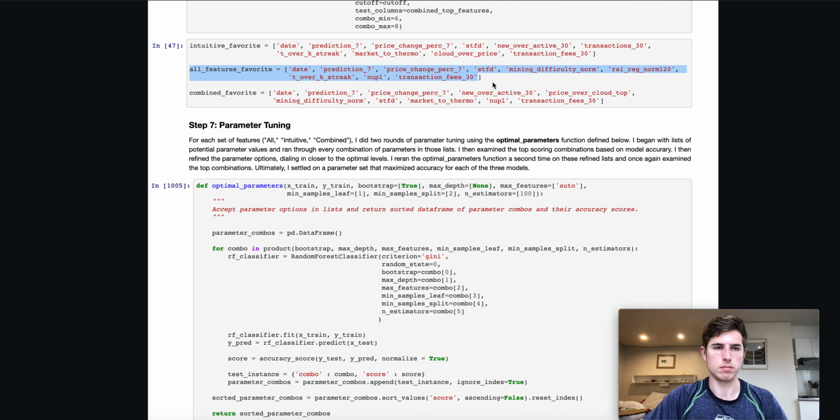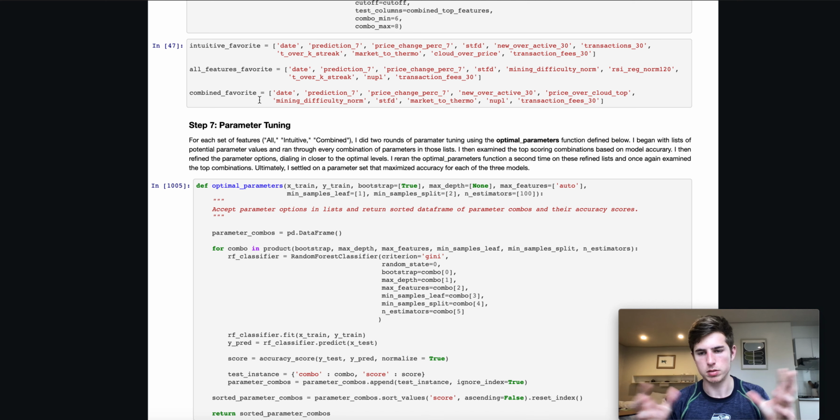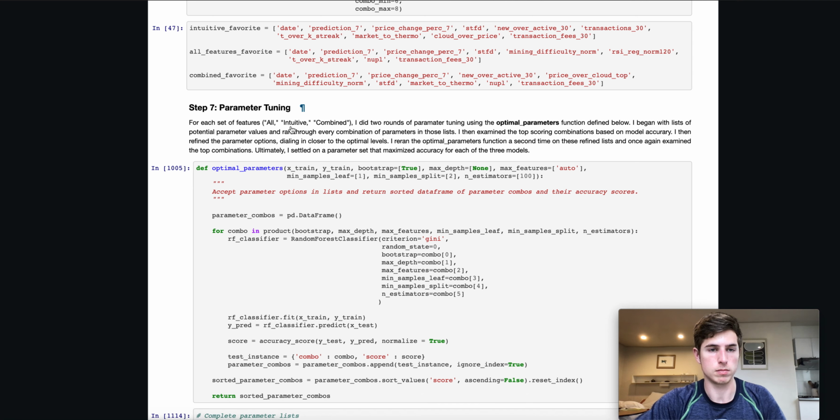And then this one is all features. This is the result of putting every single feature I had into the model. And here, this is a combined favorite. What I did here was take the intuitive favorite features and the all features favorite, combine both of these lists, and run another sequential forward and backward selection. This was the best from that. So these are the three top models from the testing of all of the different random forest combinations in terms of features.